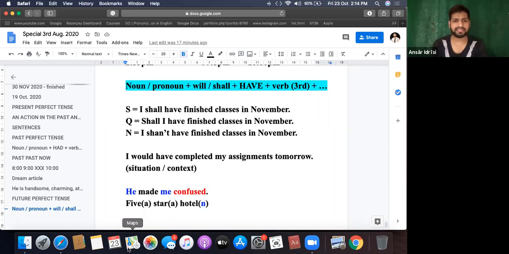Now I want you to make sentences with you, we, they. Shravani, you have to make sentences. All right. Make sentences with you will have, will you have, you won't have, we shall have, shall we have, we shan't have, and they would have, they will have, will they have, they won't have. Make sentences like this, please.